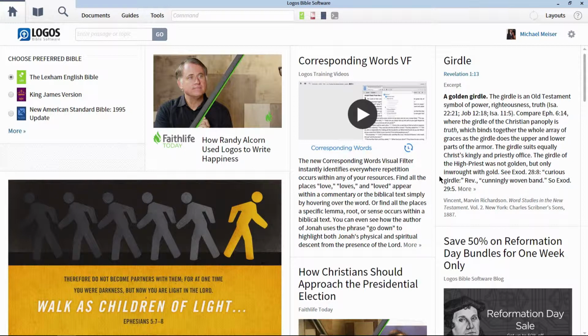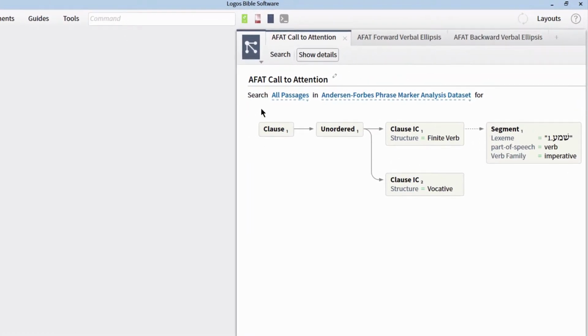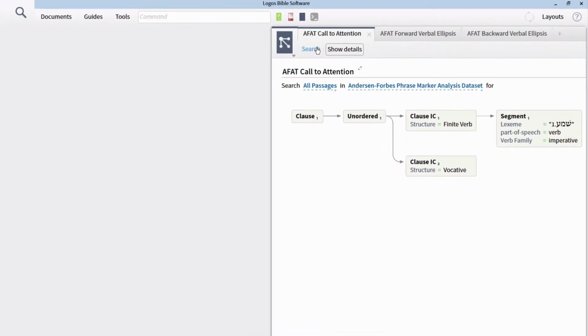The first Hebrew query that I want to look at is called the call to attention. You can see the query here. Feel free to pause the video and make your own copy of this query. Let's run this search and take a look at some of the results.